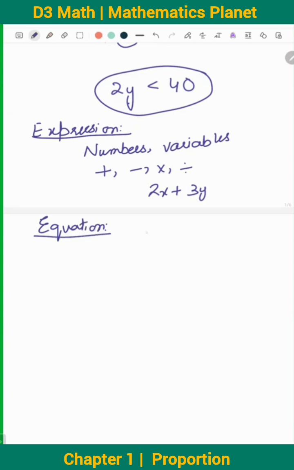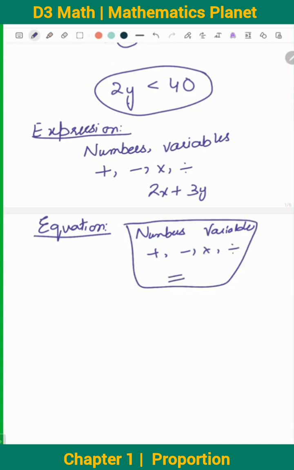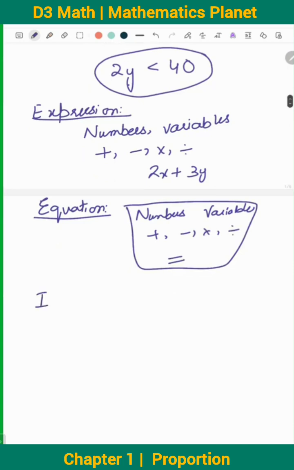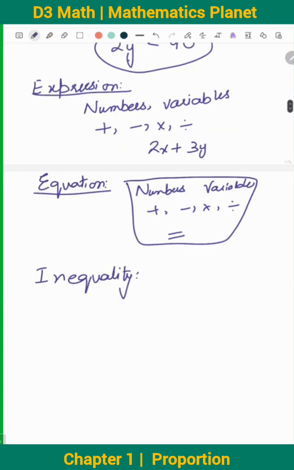For example, numbers, variables, 4 operations, and sign of equality. All these things combine together to form an equation. Now, what is inequality? Ma'am, inequality is when there is nothing equal.